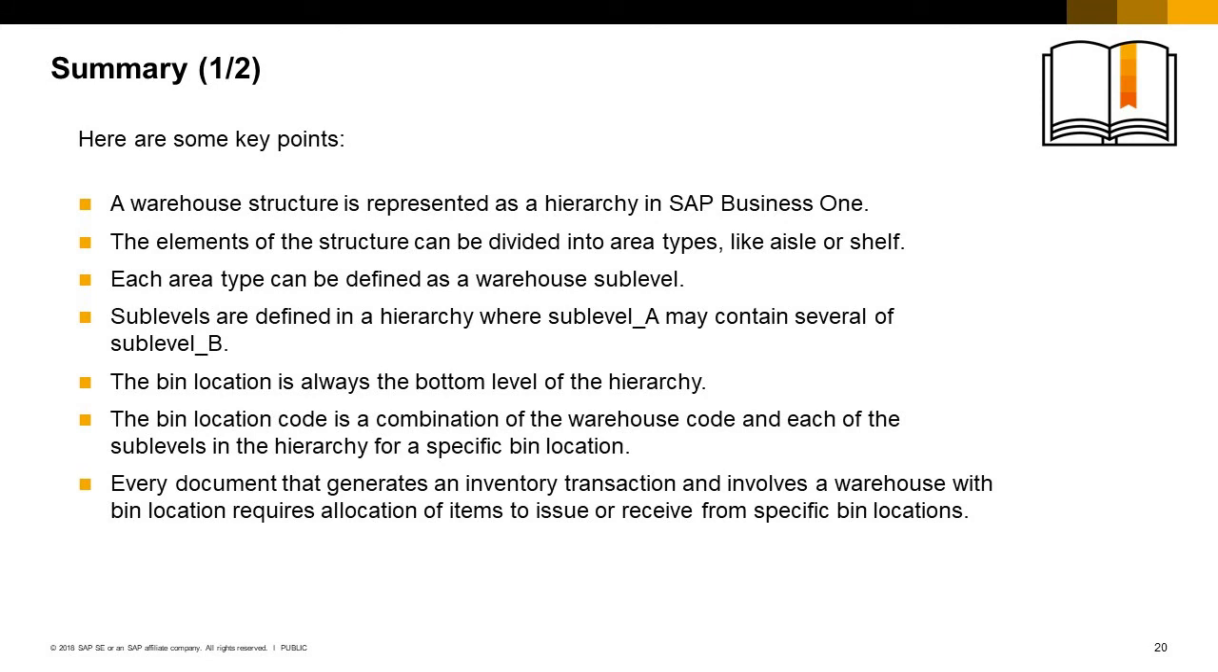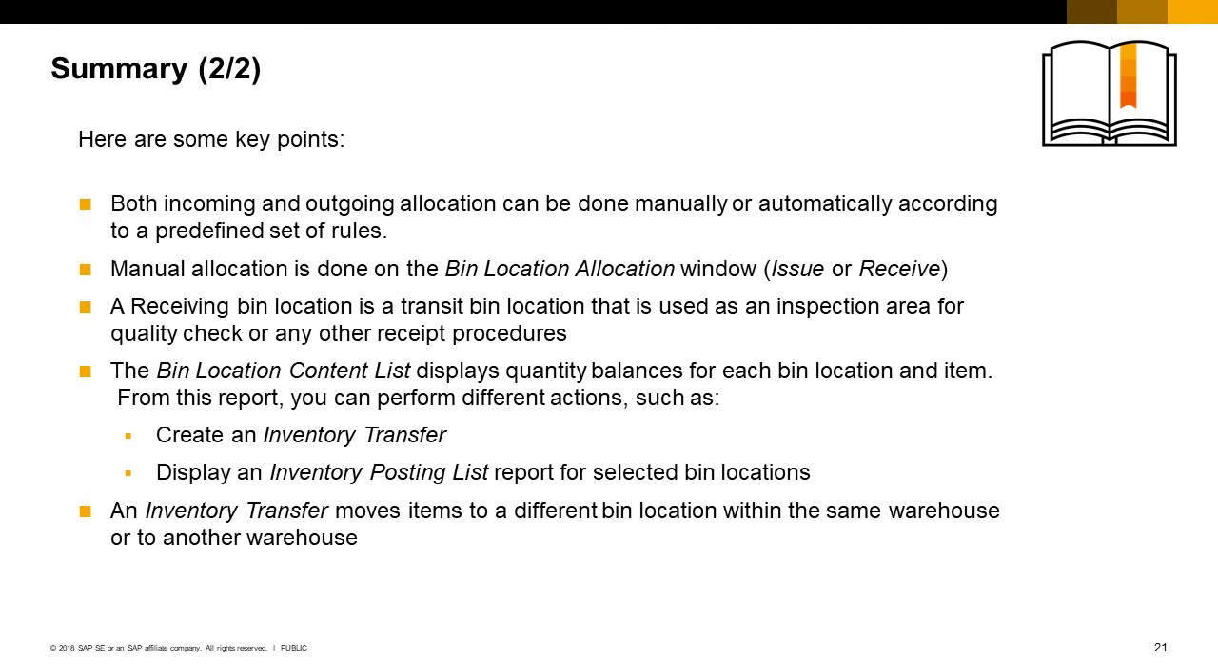The bin location code is a combination of the warehouse code and each of the sublevels in the hierarchy for a specific bin location. Every document that generates an inventory transaction and involves a managed bin location warehouse requires allocation of items to issue or receive from specific bin locations. Both incoming and outgoing allocation can be done manually or automatically according to a predefined set of rules. Manual allocation is done on the bin location allocation window, issue or receive.